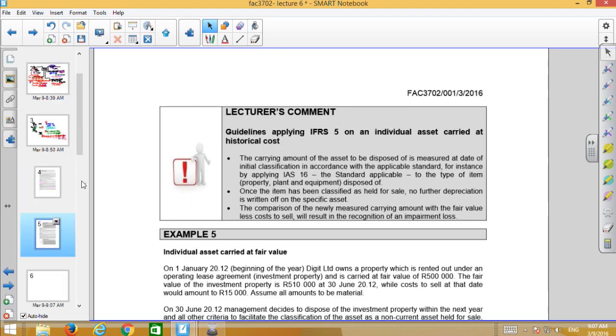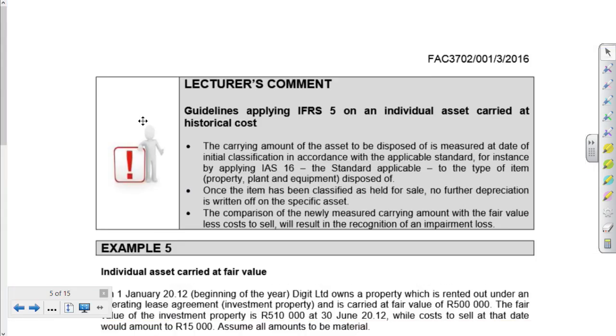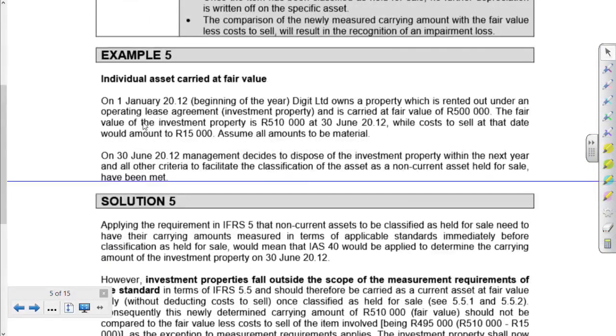Okay, example 5, if you wanted to have a look at example 5, I see I did put it on here. Example 5 is about an investment property that is being reclassified. And the solution is just a little story about the fact that because it's an investment property and it's carried at fair value, we don't measure it at fair value less costs. It stays at fair value. So that's the only thing that's here.